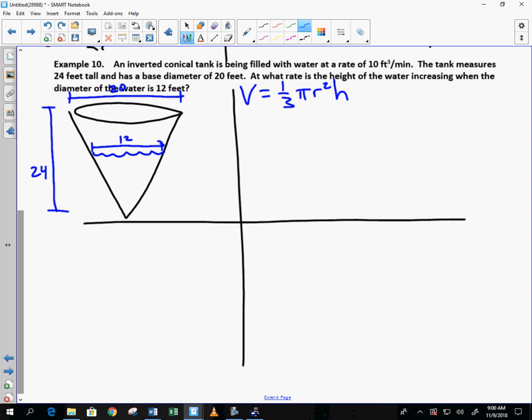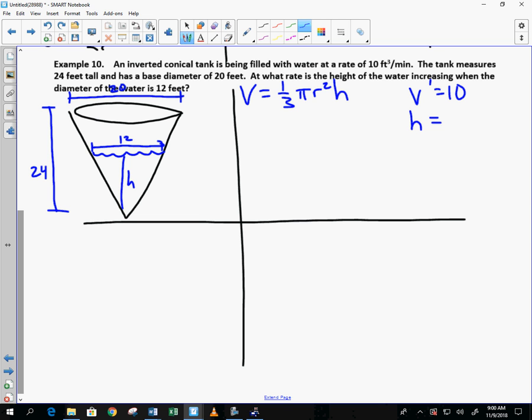So anyway, you could see exactly what's going on here. We can't pay too much attention to the 20 over 24, can we? We got to focus on the 12 and the height of the water. This is really the focus right here. So as I write these things, what is V prime? V prime is 10. Okay.